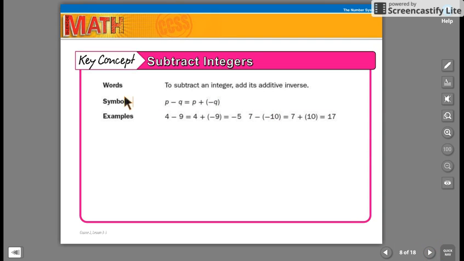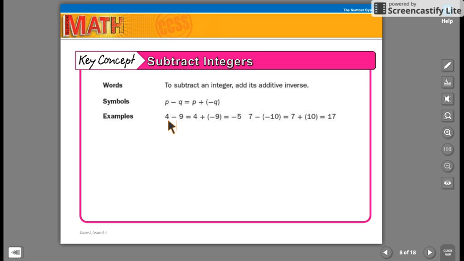Subtract integers. To subtract an integer, add its additive inverse. So what that basically means is the first number is going to stay the same. You're going to change subtraction to addition, and then you're going to take the second number and turn it into its opposite. So here, p minus q is equivalent to p plus negative q.